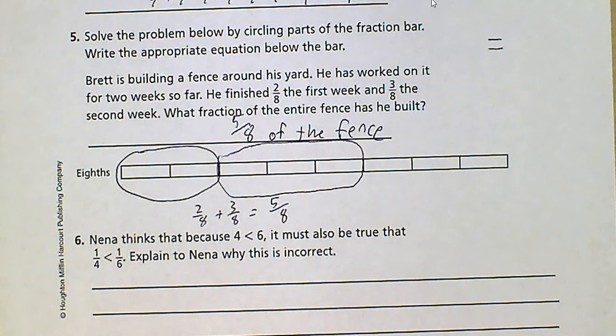All right. The last thing it says here, Nina thinks that because, how do you read that? For, what does that little alligator thing mean? Yeah. Greater gator and lesser lobster. Well, it's either greater than or less than, right? But which is this one? Does that say 4 is greater than 6 or 4 is less than 6? How do you read that?